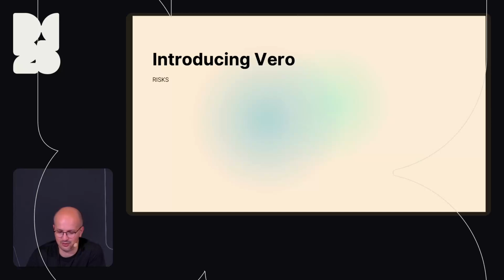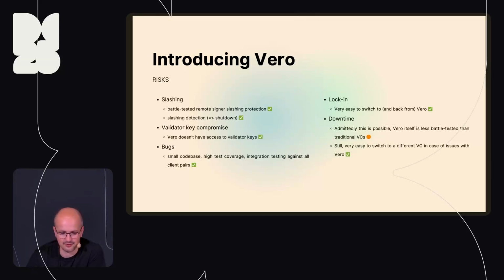In terms of risks, I've talked about the good things about Vero, but maybe there are some bad things too, right? I try to be objective here. There are a few possible vectors that you could be looking at, like slashing, but Vero uses the battle-tested slashing protection that Web3Signer uses, so that shouldn't be an issue. There's also the slashing detection feature that I mentioned, so it's kind of better in some ways in terms of slashing protection. In terms of validator key compromise, Vero never has access to validator keys, so you don't have to worry about Vero leaking those. In terms of bugs, obviously every piece of software can have bugs, but this is a small code base. It has high test coverage. It's very simple, like I mentioned, so that should hopefully help us avoid bugs.